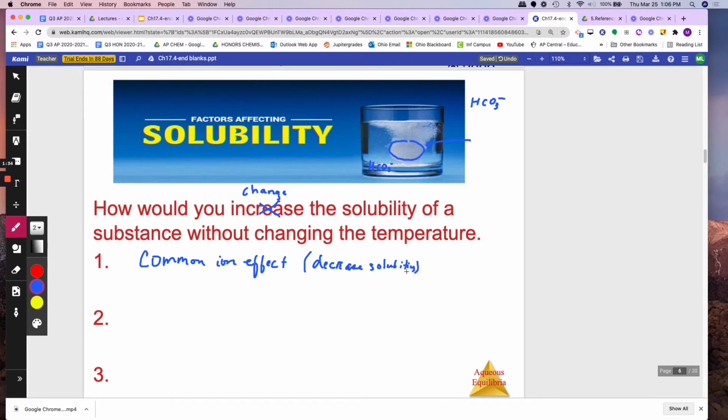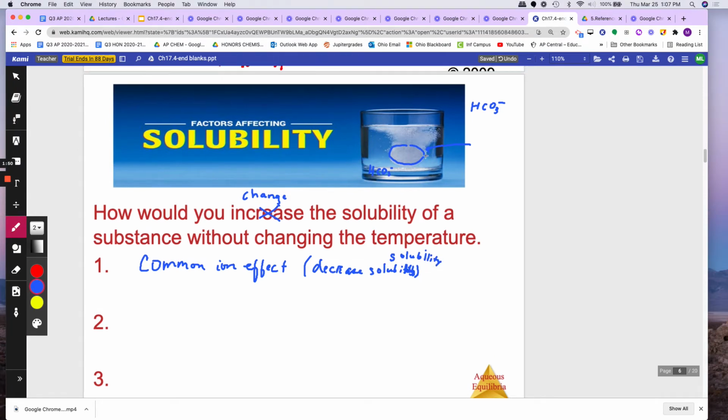So solubility. Let me rewrite that. Solubility. Okay, that's an I.